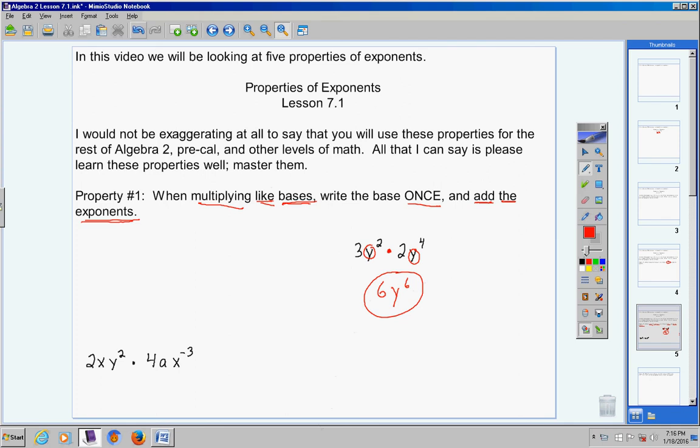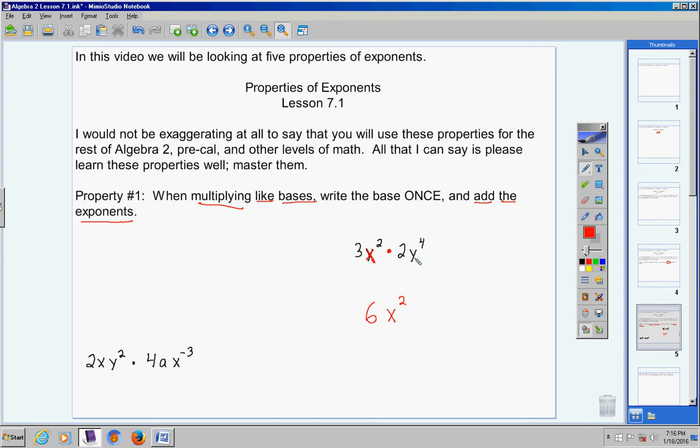Now, let's pretend for a second that this was an x right here. Okay? Here's what you would do. 3 times 2 is 6. You have an x here. Do you have an x over here to multiply with this x? No, you don't, so bring it down.